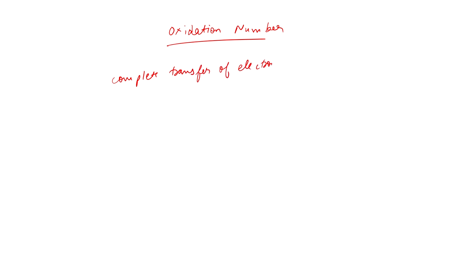What is oxidation number? Oxidation number assumes the complete transfer of electrons. It does not assume the sharing of electrons, it just assumes that there has been a complete transfer of electrons. Now, electron transfer will occur from one place to another. So, where will it be from?